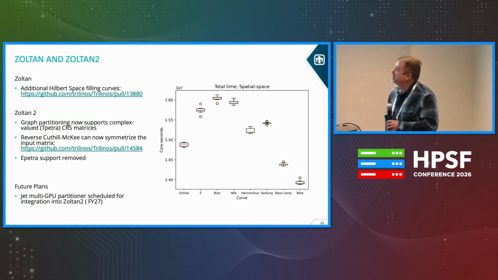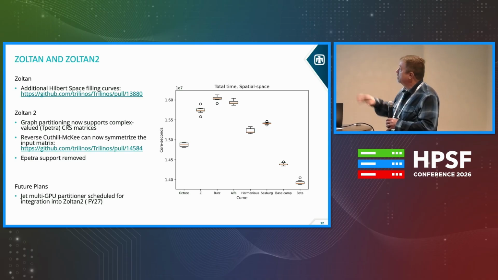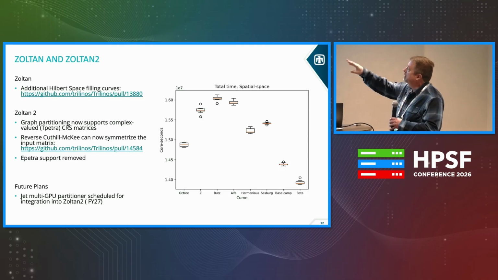Zoltan, let's see, this year they added to the original Zoltan some extra Hilbert space filling curves. So you just have a lot more options. It used to just be octree, and now they have all of these different options. Check out the ticket, it's got a lot of details about this.